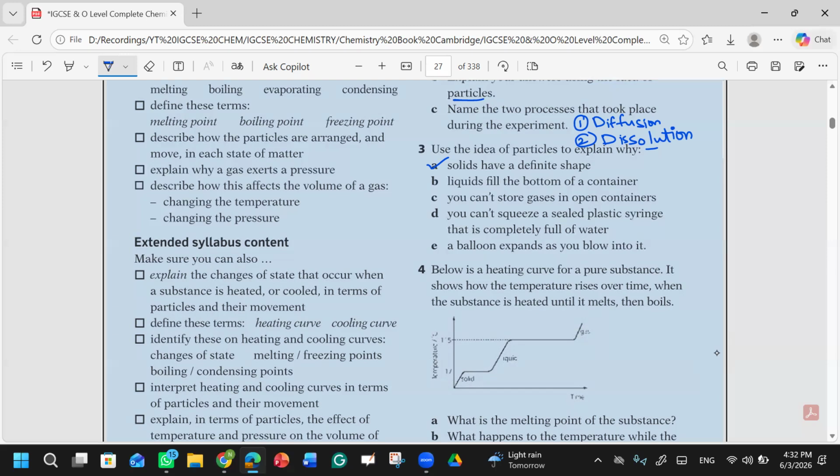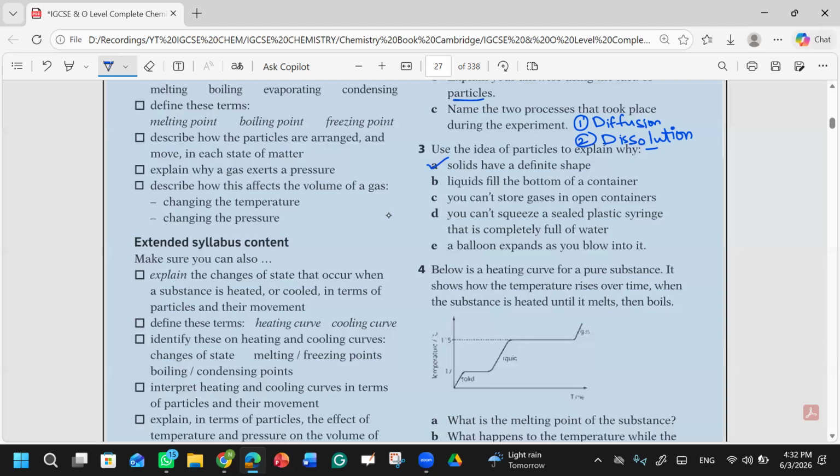In solids, we have discussed that there are strong forces of attraction available, right? The particles are attracted to each other, and there are no free spaces available in the solid. So the particles are packed very closely together in a fixed, regular pattern, and that is known as a lattice. Clear? That is why we say that solids have a definite shape.